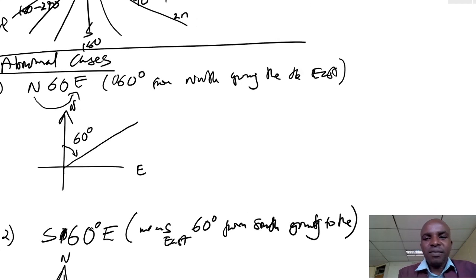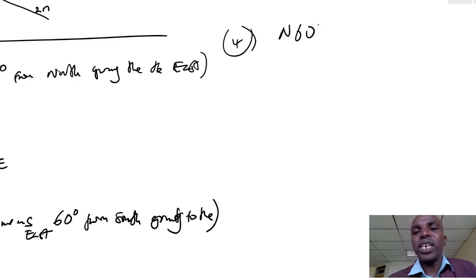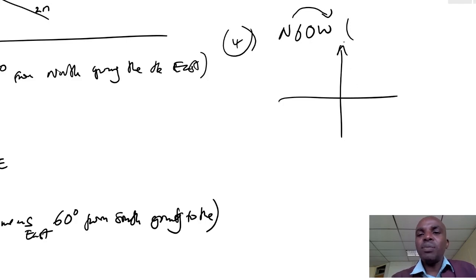Then another case, number 4, 60 degrees northwest. Northwest means from north going to the west. The angle is 60 degrees. Where is my north? It's north. This one is my west. So this angle is like this. If you check, it's actually anti-clockwise, right? That's why it's a bit abnormal.